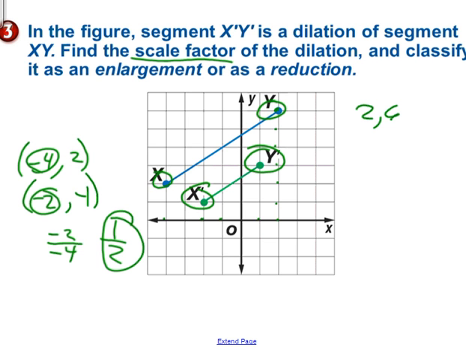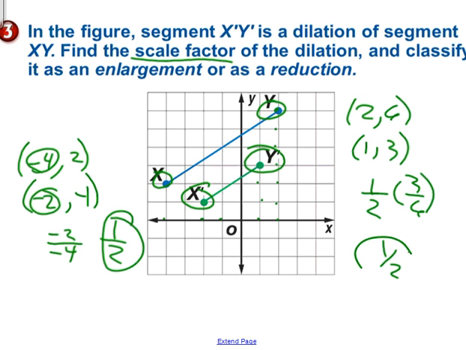And I check for Y prime, it's 1, comma 3. And if I set up the same kind of ratio this time between either the x's or the y's, I could say it's 1 over 2 or 3 over 6. They both reduce to 1/2. So my scale factor in this case is exactly 1/2.